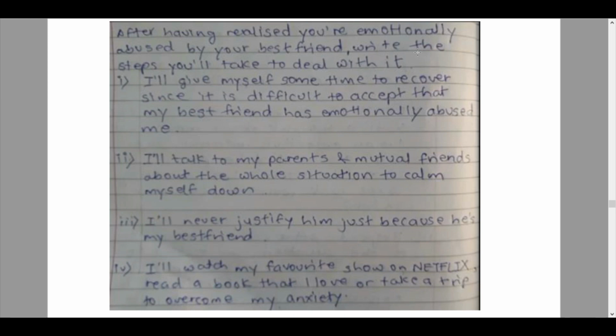I'll never justify him because he's my best friend. I'll watch my favorite show on Netflix, read a book that I love, or take a trip to overcome my anxiety.